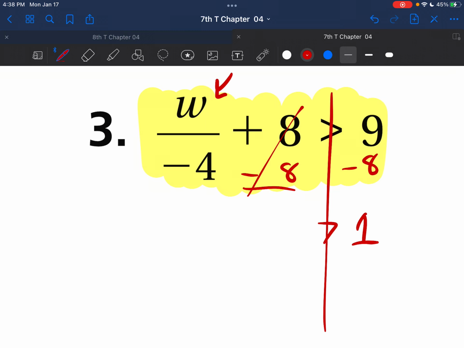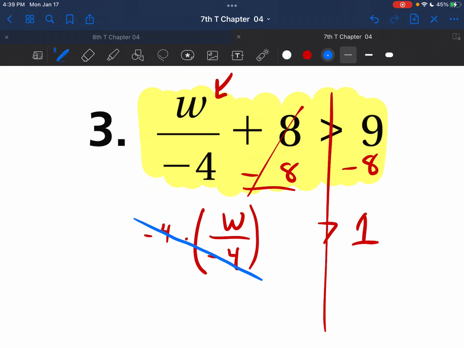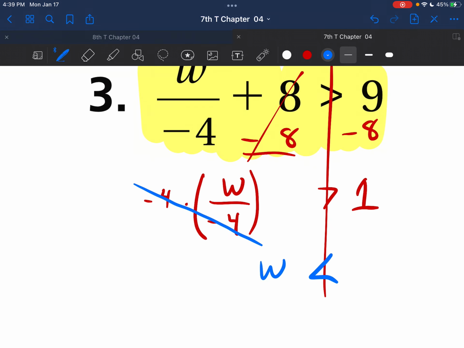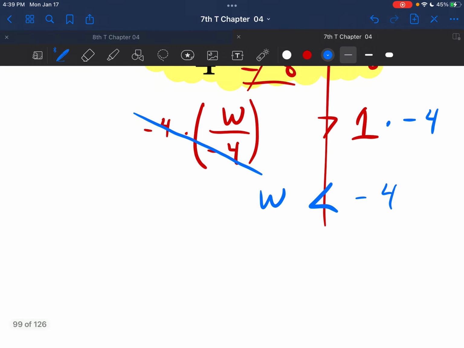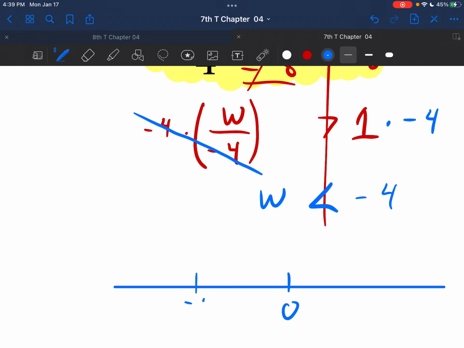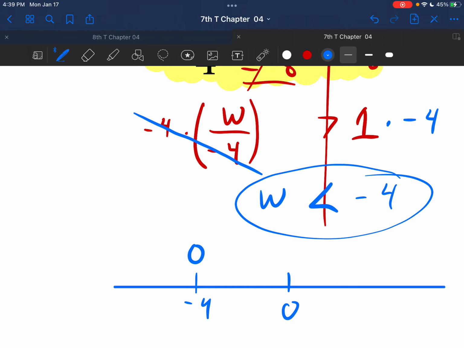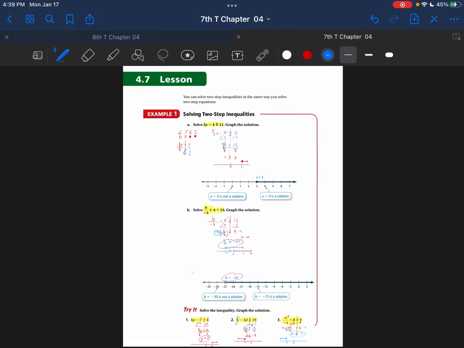Okay. And now let's bring everything else down. You got that over negative 4. Alright. What is the opposite of dividing by negative 4? That's going to be multiplying by negative 4. Remember, whenever you multiply or divide by a negative, the sign does flip. So we flip the sign. We have w multiplied by negative 4. 1 times negative 4 is negative 4, like this. Now you just have to graph the problem. We have 0, we have negative 4, and give me a number that is less than negative 4. That would be negative 5, negative 6, negative 7. That would be on this side. There we go.